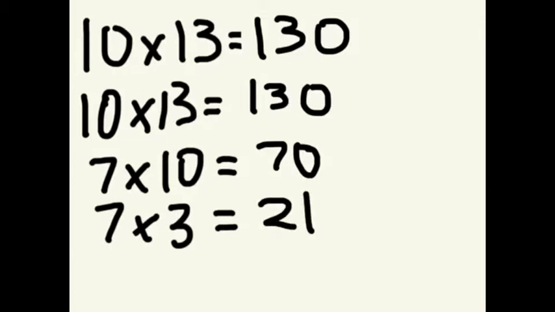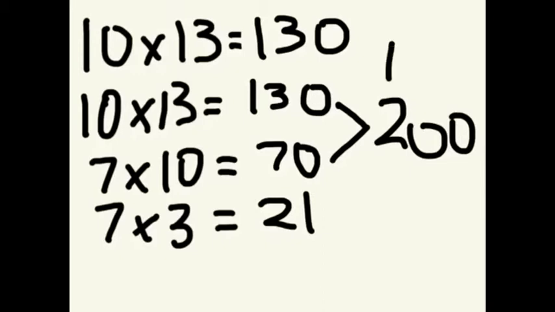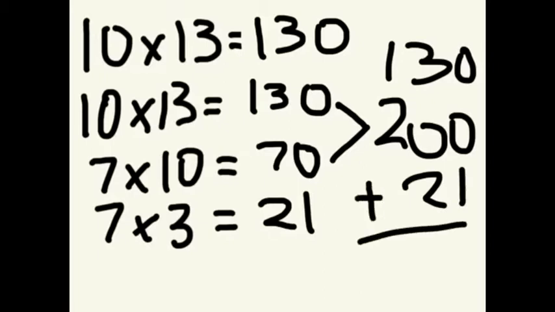I can add these numbers up, or I can make it easier. I see that 70 and 130 will actually make 200. I can now add these numbers up more easily. This gives me my total of 351.